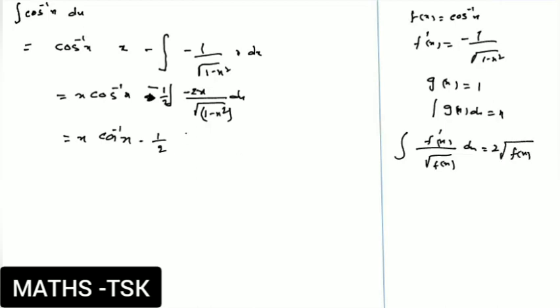So I can write it as 2 root of f of x is 1 minus x square, plus, here minus will be there. Derivative of this is minus 2x. So 2 gets cancelled. That is cos inverse of x. If you go for x cos inverse of x, you'll find another important thing, integration of x cos inverse of x dx.